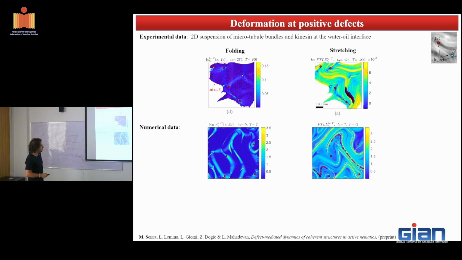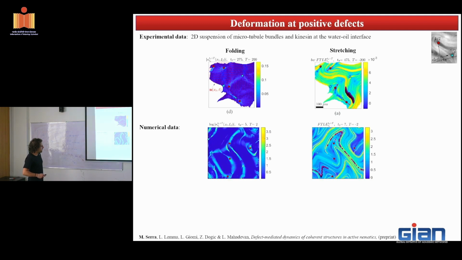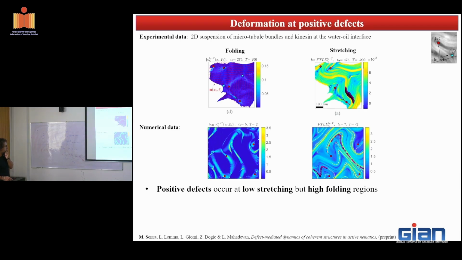So this is basically you put a blob of material, it's going to stretch guided by the Lagrangian coherent structure, and then the defects will actually deform and steer these topological defects. This is another observation that we did for understanding the dynamics of folding and stretching at the defects.